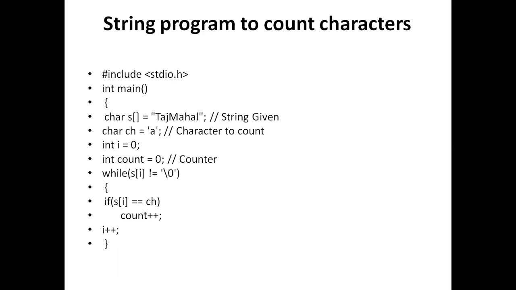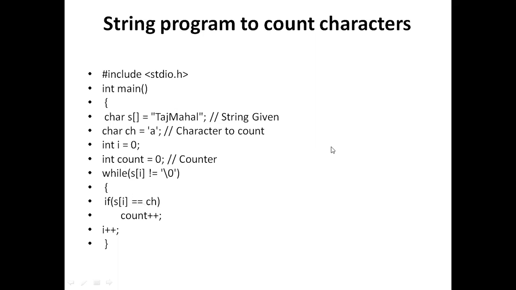Again, I will enter the loop, that is while s of i. Initially it is 0. Now I incremented i, now it is s of 1. S of 1 is a. Is it not equal to slash 0? Yes, it is not equal to slash 0. I will enter the loop. If s of i is equal to ch, that means s of 1 is equal to ch.